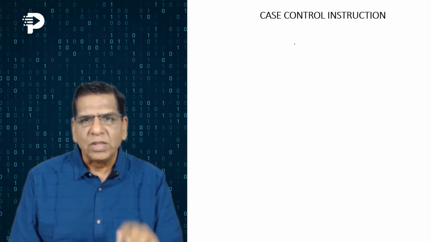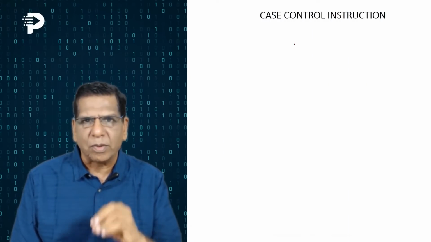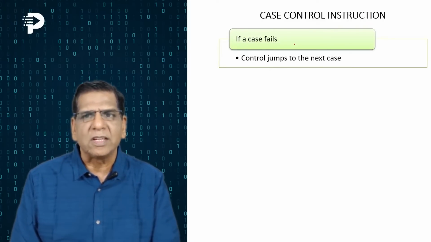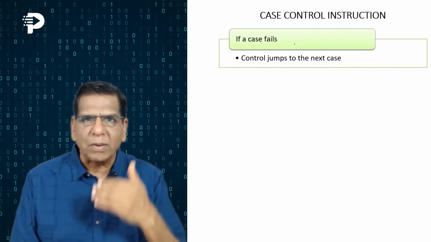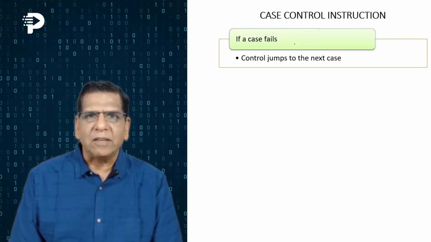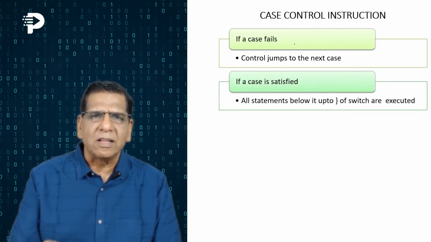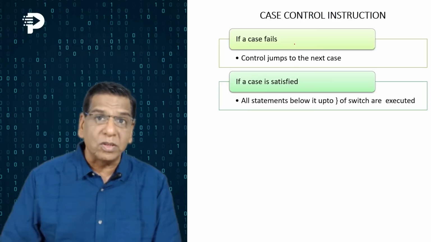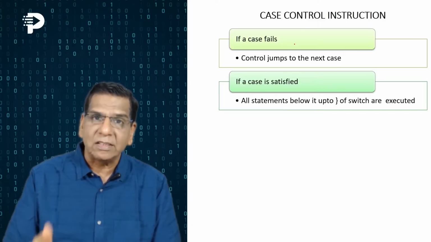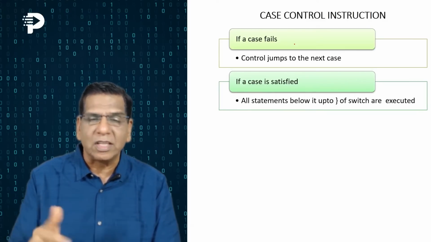Switch ultimately is used to do what? To implement the case control instruction. Now within a switch, there are possibilities that the case may fail or the case may succeed. If a case fails, then I don't have to do anything. Control automatically jumps to the next case. That is the behavior of the case control instruction. As against that, if a case is satisfied, every single statement below that case up to closing brace of switch, they get executed. Any cases or default that it may come across, they would simply be ignored.